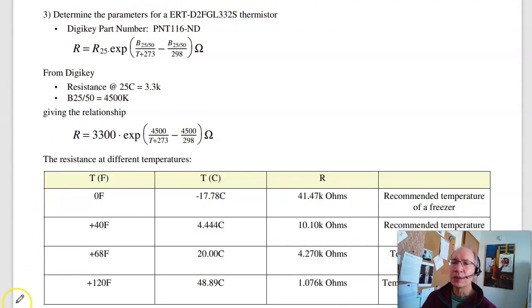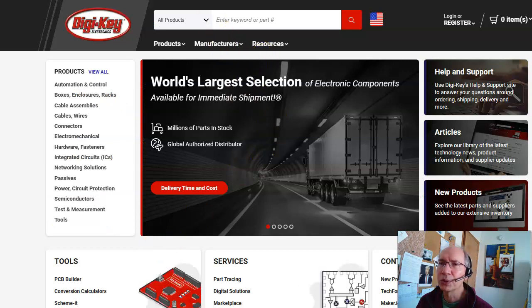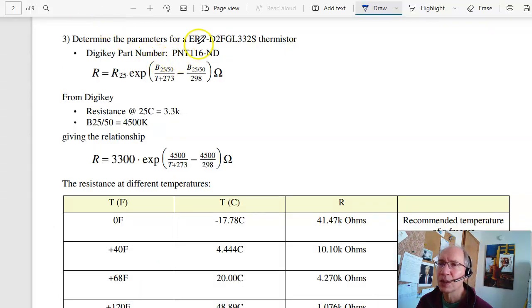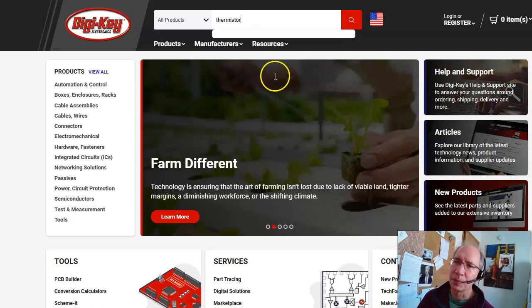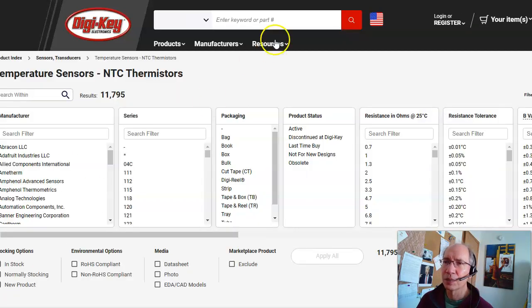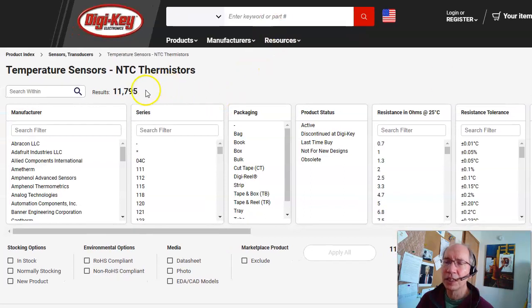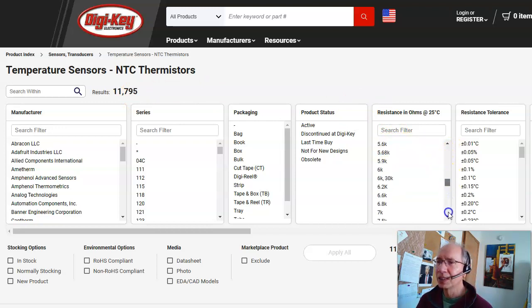If I go to DigiKey, here's DigiKey, kind of the toy store for electrical engineers. I type in this part number. I want to find this part. It's a specific thermistor. If you look for thermistors, like right here, search for thermistors, time passes. DigiKey currently sells 11,795 negative temperature coefficient thermistors, and they range anywhere between 0.7 ohms and like 50,000 ohms.